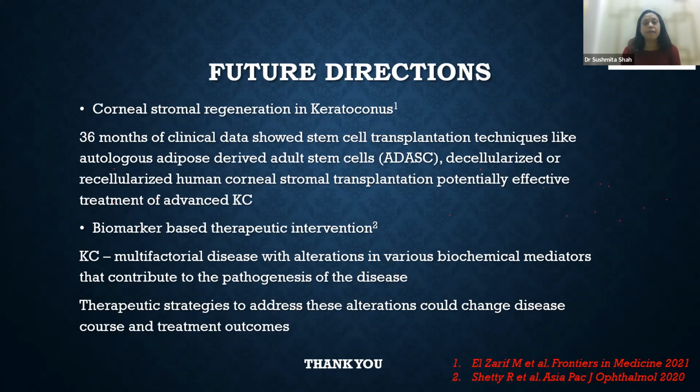Now, when they put them in the corneal stroma, they start producing keratocytes, and those keratocytes in turn start producing collagen and all the glycosaminoglycans, and that is how this technique works. And this publication of 36 months data in humans has shown very promising results.